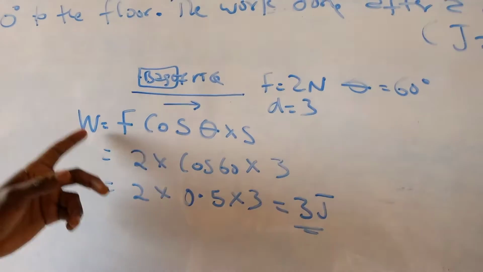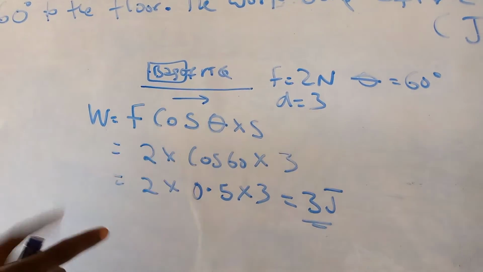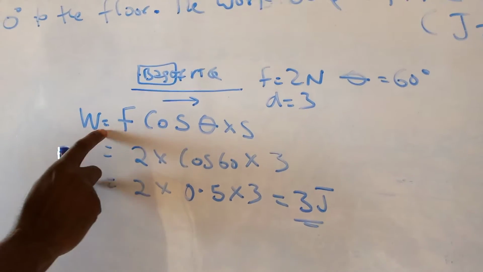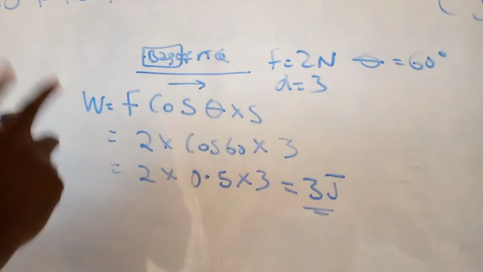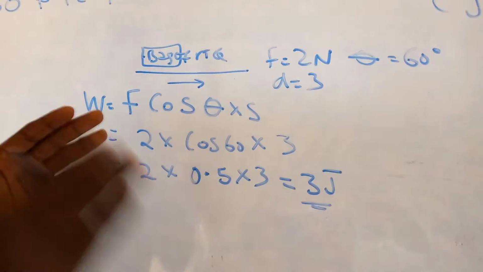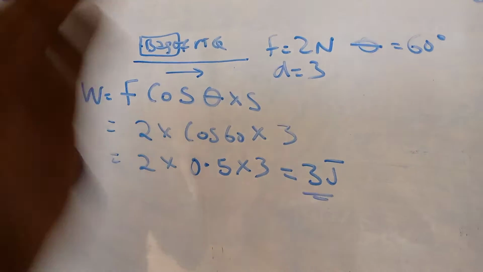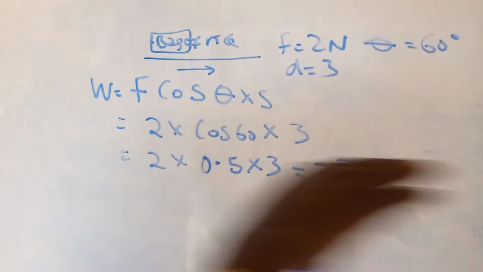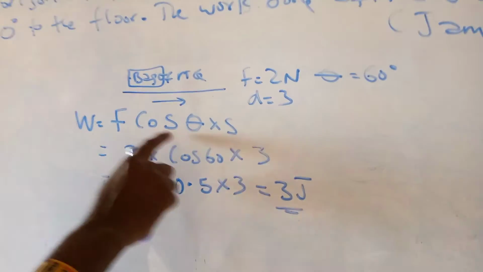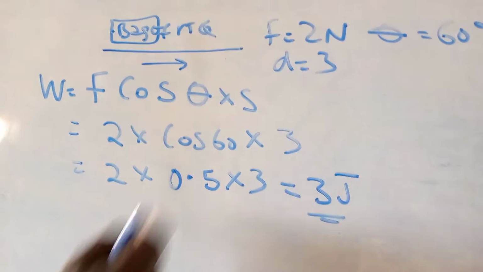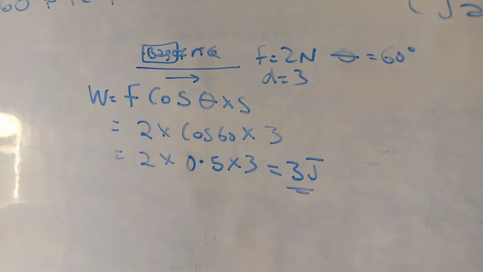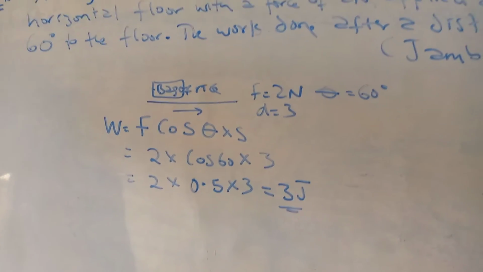Now, the conventional formula for work is work equals force times distance. But I have told you that work can be done in a particular direction. Anytime you are given a question that work is done on the horizontal, this is the formula you use, F cos theta times distance. Okay, good. Let's take one question before we close the video.